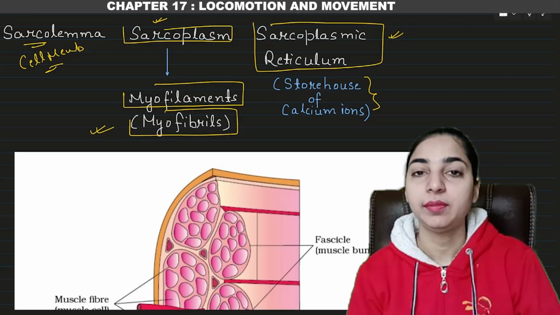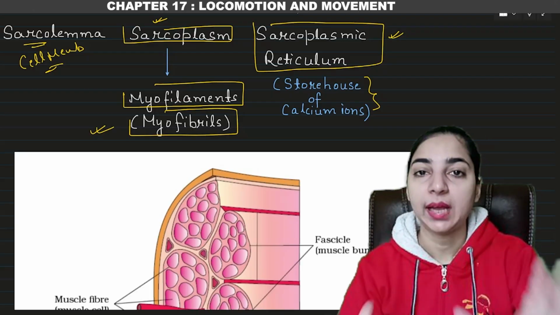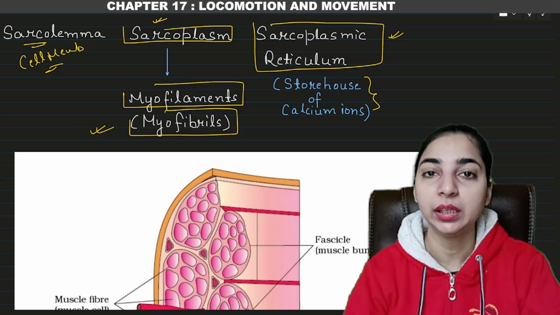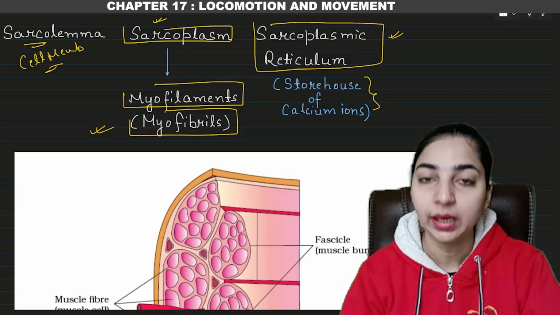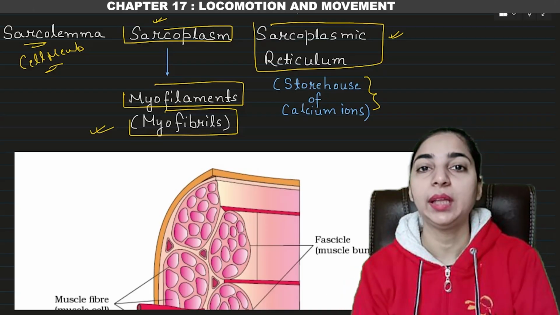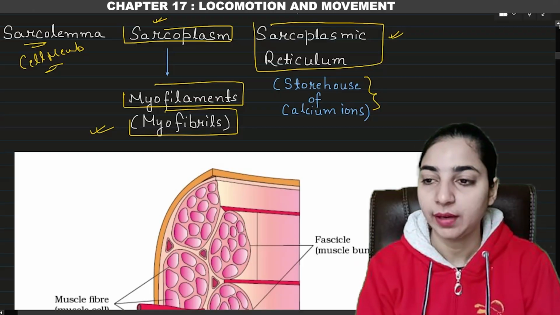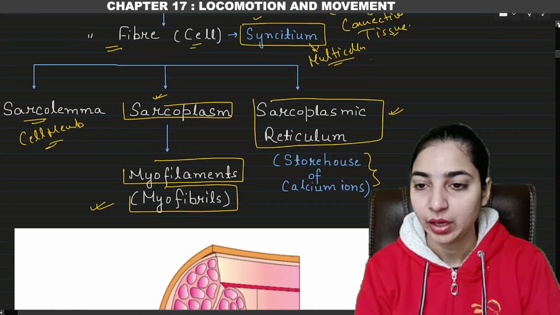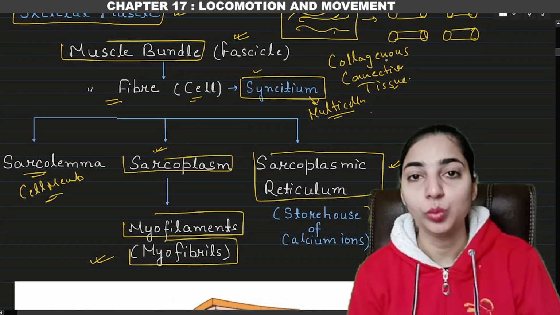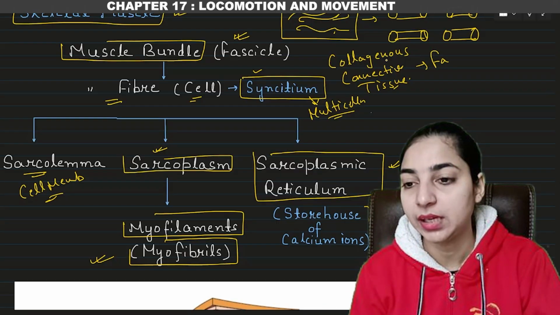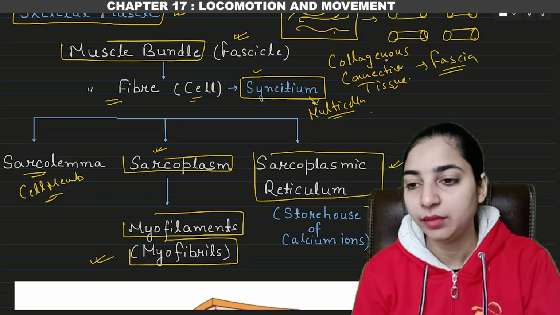Okay, so let's revise. We have seen that each organized muscle of our body is made up of a large number of muscle bundles called fascicles. Okay, and the fascicles are joined together by a common collagenous connective tissue called fascia. Okay, if I have not mentioned it, let me write it down here. So this collagenous connective tissue which connects many muscle bundles together is known as fascia, and therefore the muscle bundles are known as fascicles.